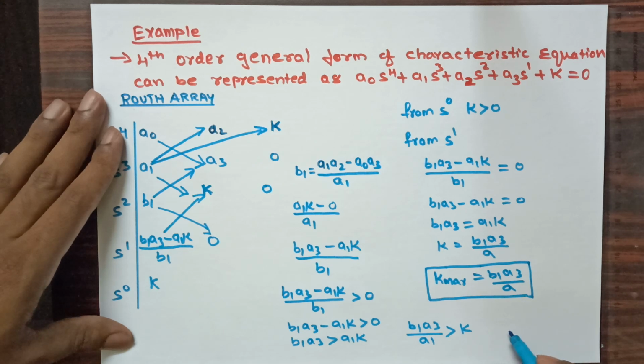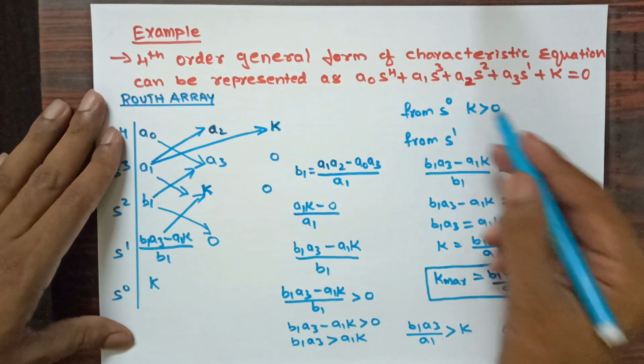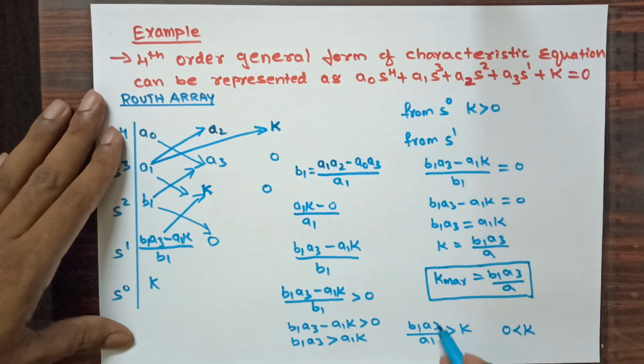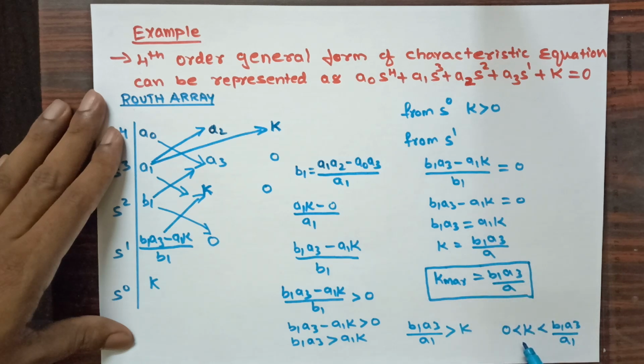So looking into that, I can write the range of k margin, that is, you can see here 0 less than k, that is k greater than 0, and you can see that this value is greater than k, that means b1 into a3 divided by a1. So by equating this equation greater than 0, we have got the range of k margin, that is 0 less than k less than b1 into a3 by a1.